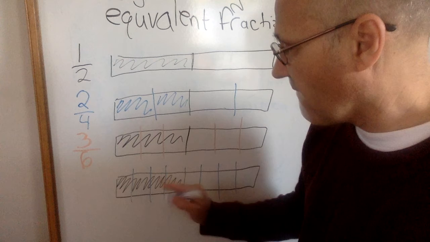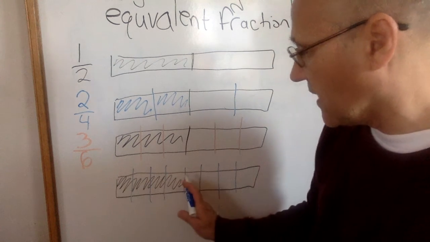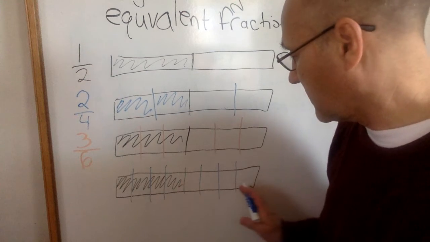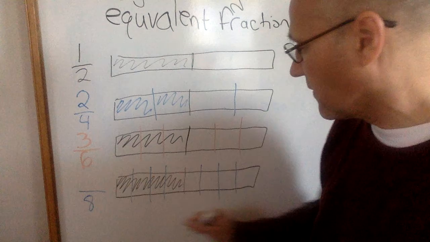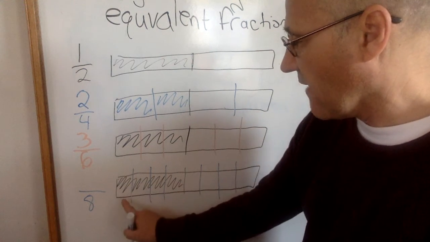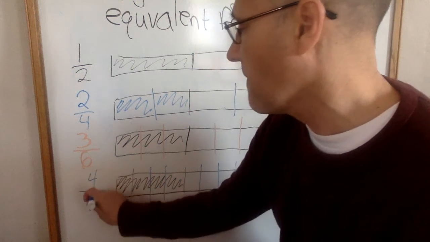All right, I 4-split it. I cut it 1, 2, 3 times to make each piece into 4 pieces. So now I take 8 equal pieces to make the whole, so they're eighths, and I have 1/8 plus 1/8 plus 1/8 plus 1/8, 4/8.